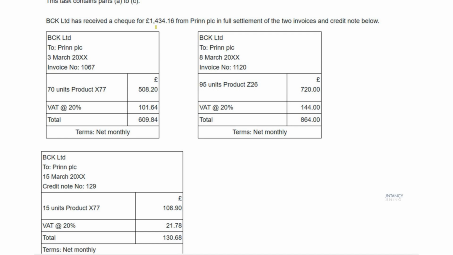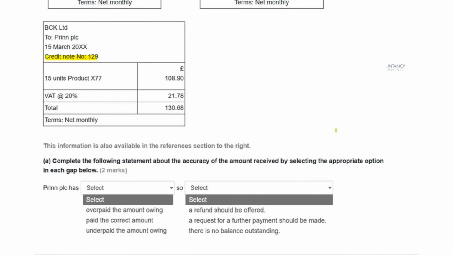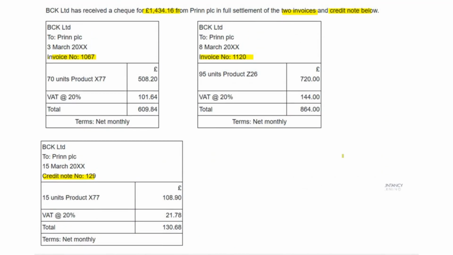So BCK Limited has received a cheque for £1,434.16 from Prin plc in full settlement of 2 invoices and the credit note. So we've got these down here. So we've got invoice 1, invoice 2 and a credit note. Part A asks us to complete the following statement about the accuracy of the amount received by selecting the appropriate option in each gap below. And we've got to decide whether Prin has overpaid, underpaid or paid the correct amount, and then what our action should be. So first of all, let's work out what they should have paid.